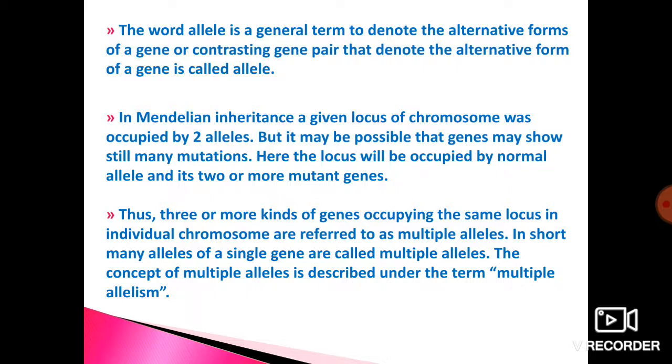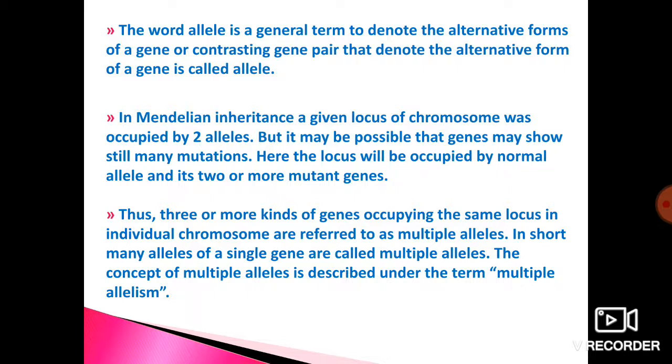Now as you can see here, the word allele denotes alternative forms, as I said, the two forms of a genic pair. But in case of multiple allelism, three or more of such genes occupy the same locus. And what does that mean? It is very important to note that unlike separate genes, all the alleles of a certain gene would always be in the same position of the same chromosome in an individual.